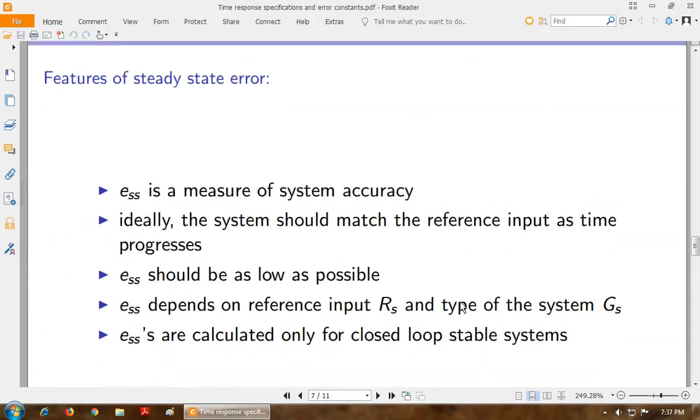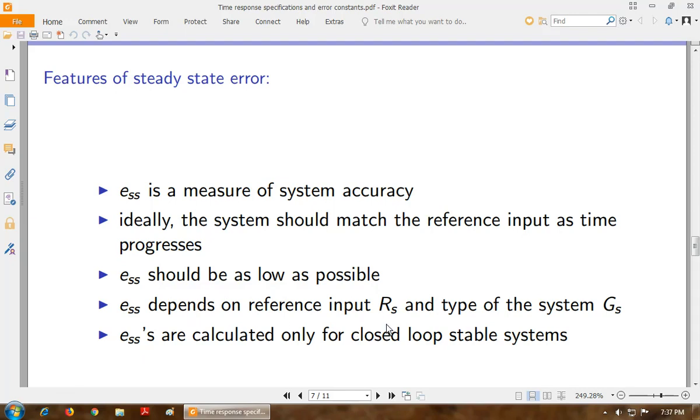These are the features of steady state error. Steady state error is a measure of system accuracy. Ideally, the system should match the reference input as time progresses. Steady state error should be as low as possible. ESS, that is steady state error, depends on the reference input Rs value.